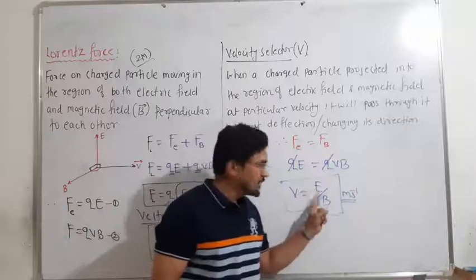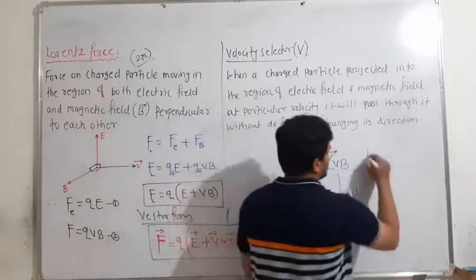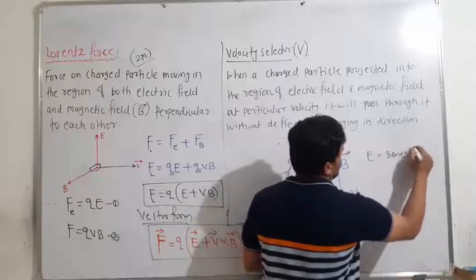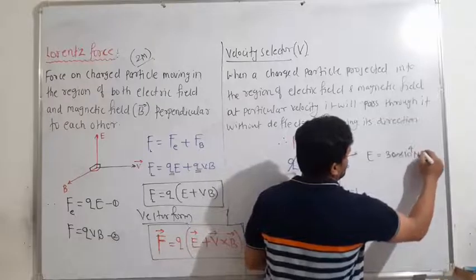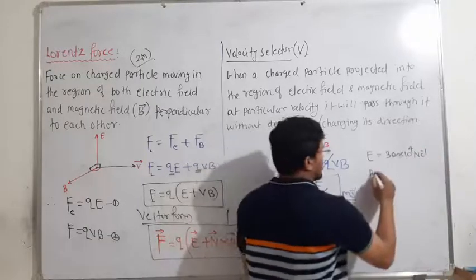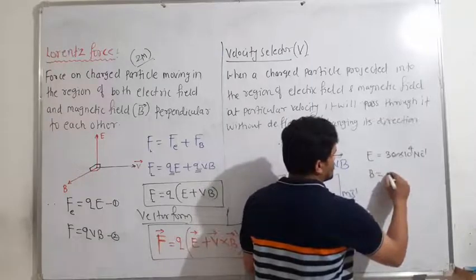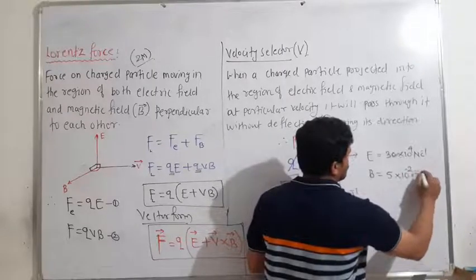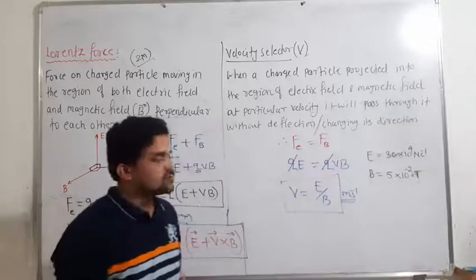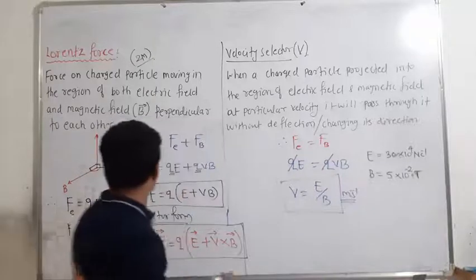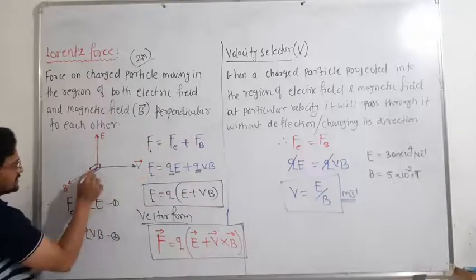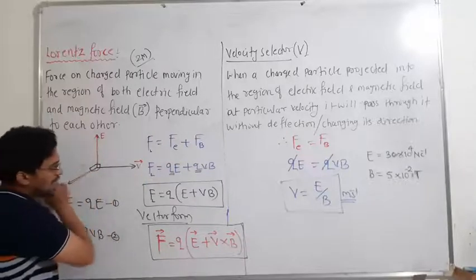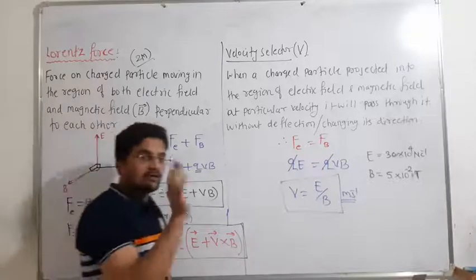So it means, if you have an electric field, I will show you an example. The example is 30 into 10 to the power of 4 newton per coulomb, and the magnetic field is 5 into 10 to the power of minus 2 tesla. So this is the electric field strength, and this is the magnetic field. At what velocity should I project this charged particle so that it will just move as it is? That velocity is given by this equation.